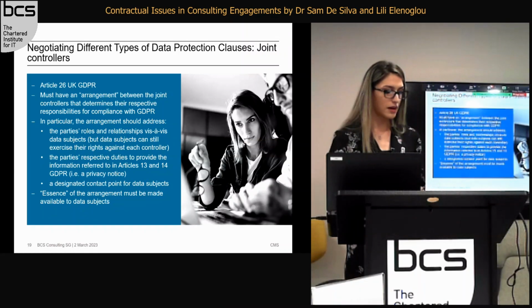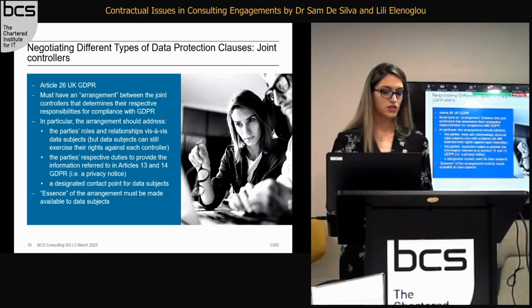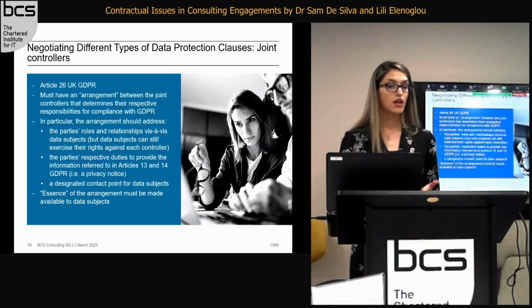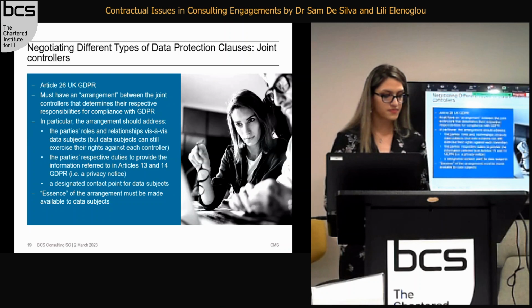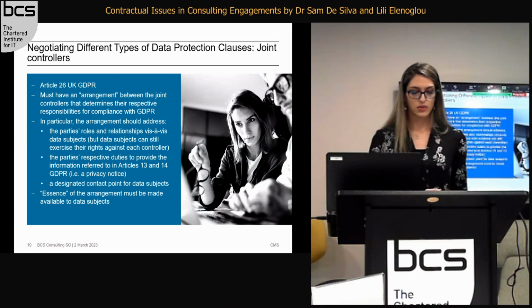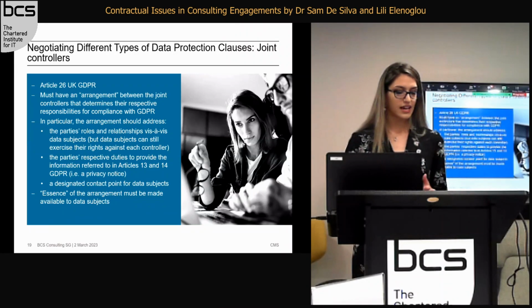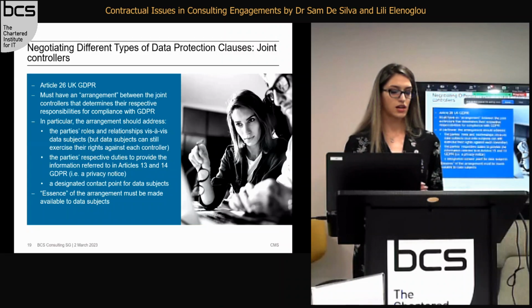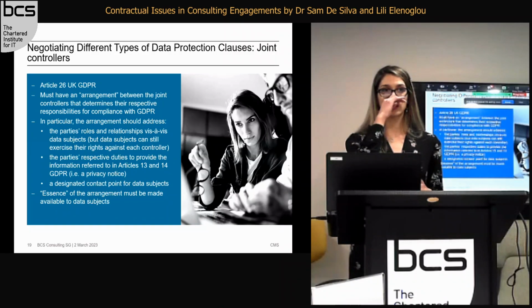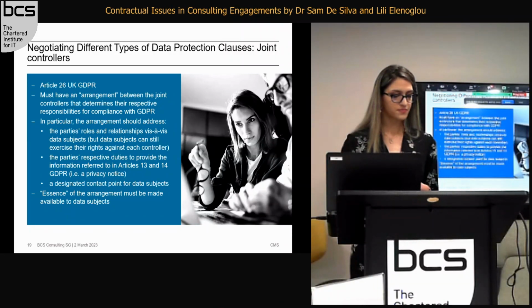So just a quick recap, what is a joint controller? Where two or more controllers jointly determine the purposes and means of the processing, they will be joint controllers. Joint controllers decide the purposes and means of the processing together. They have the same or shared purposes. And controllers will not be joint controllers if they are processing the same data for different purposes. In this case, they will be independent controllers.